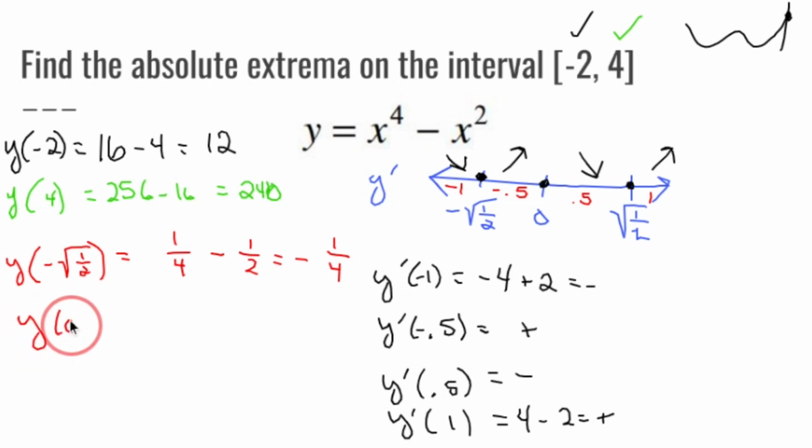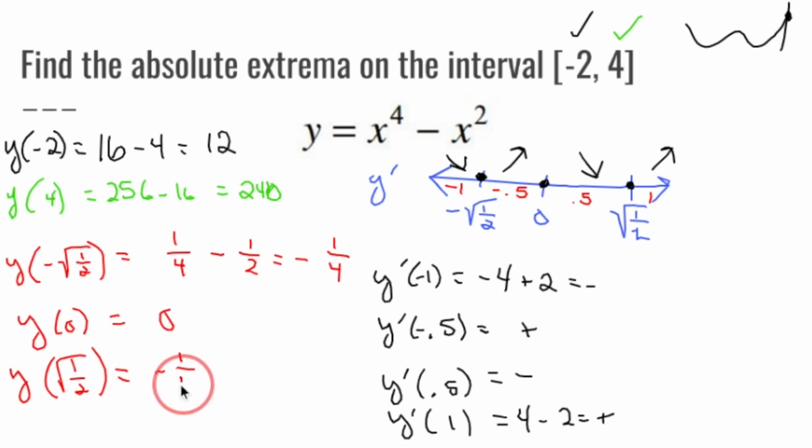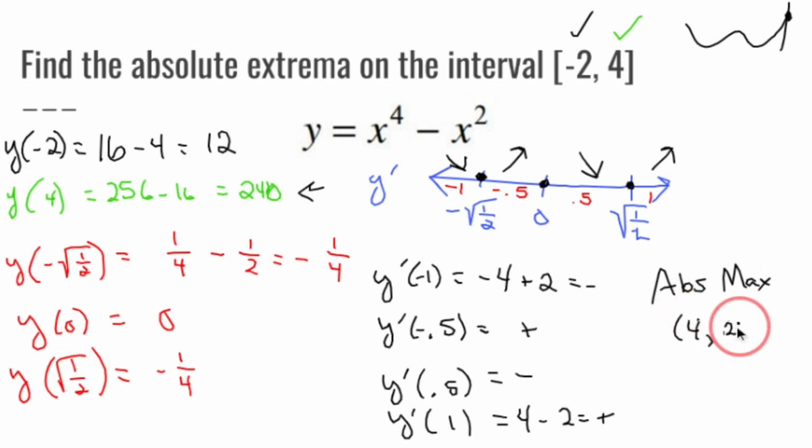Let's plug in 0. Finally, an easy one. You're going to get 0. And if I plug in positive square root of 1/2, it's going to give the same thing as the negative one. So this is fun. I have an absolute maximum for sure, and my absolute maximum is the point 4, 240.